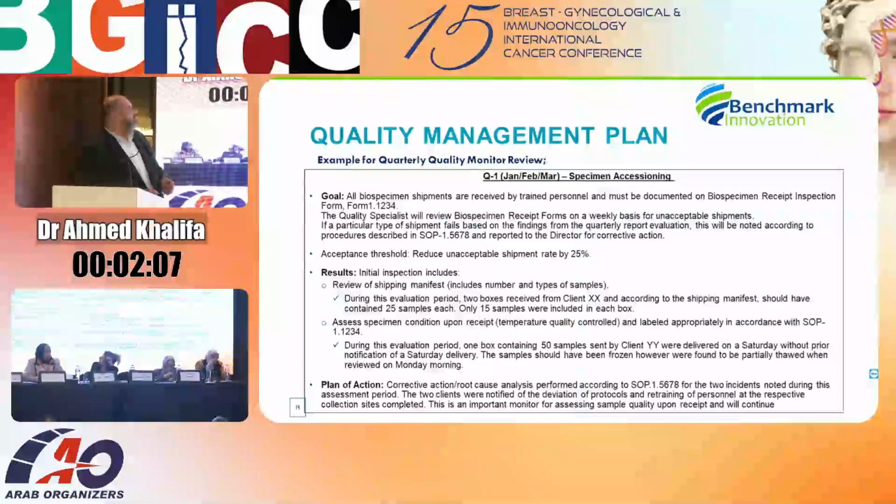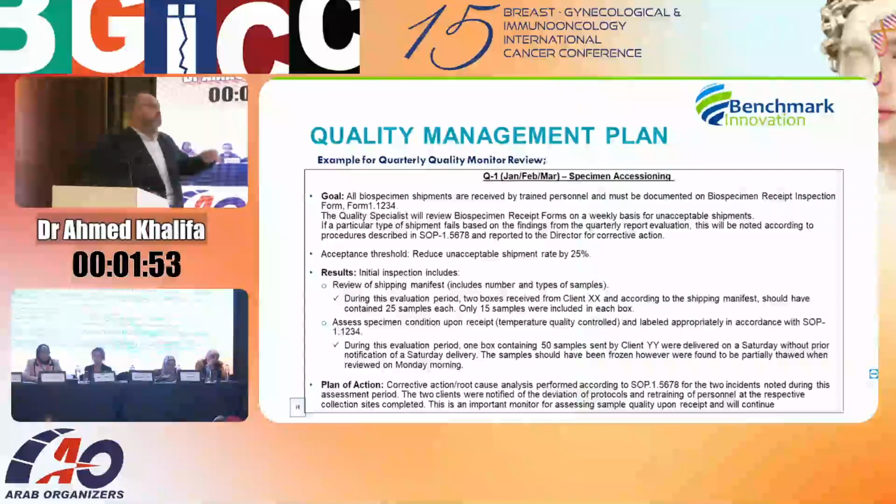This is an example of a quarterly meeting review, which is discussing a certain incident. Within this example, how do we set up this meeting? First, we need to settle the goal. What is the objective of this meeting? So, based on SOP number X, we have this meeting for the goal of 1, 2, 3. This is the first step. What is the acceptance threshold?